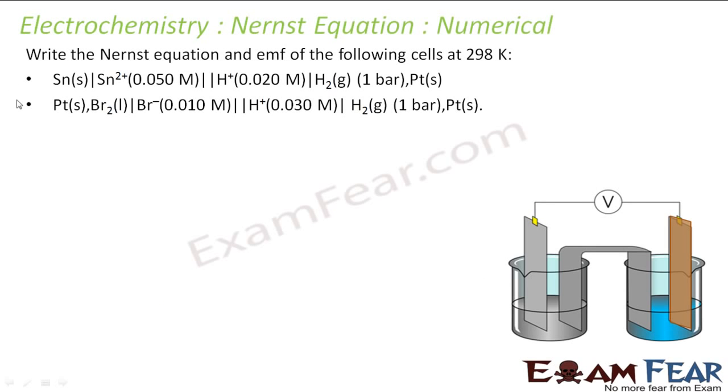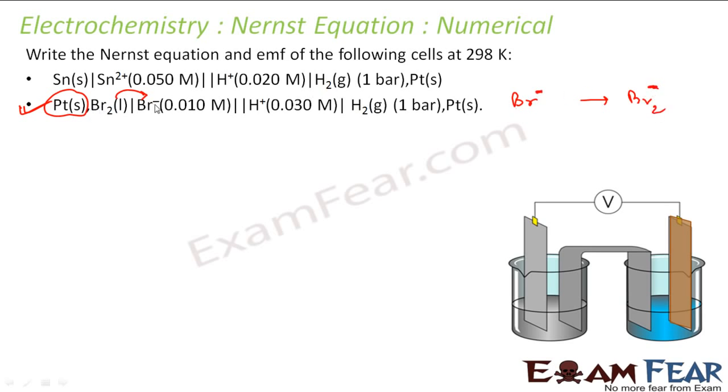Similarly, we can solve this part also. Here also we need to first find the balanced equation. So Br, platinum is just a catalyst. Bromine is getting reduced to Br minus. Right? Sorry, it's getting oxidized because the oxidation reaction, right? So Br minus is getting oxidized to Br2.